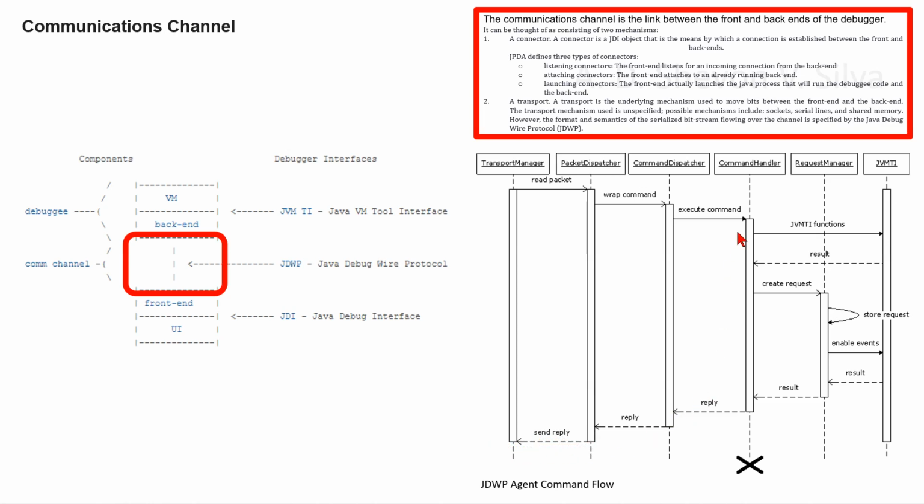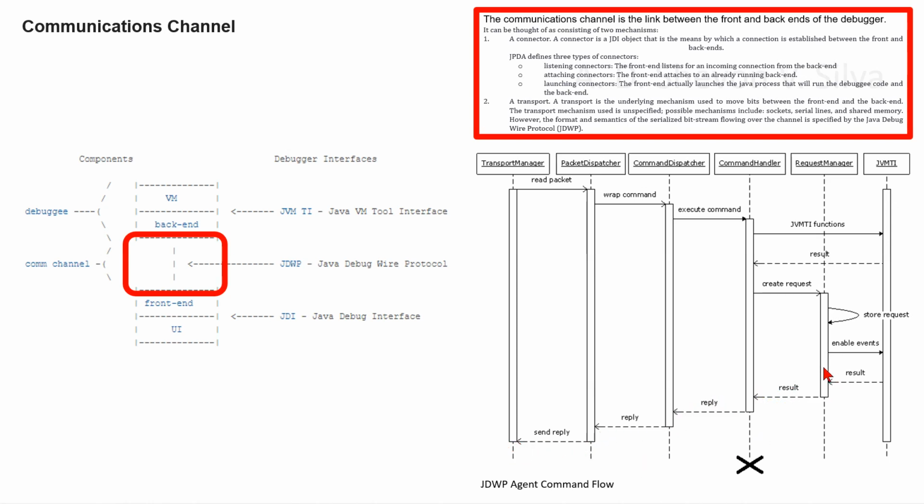For the asynchronous command handler, it saves the command wrapper for processing, starts internal threads to execute the command, and returns control immediately. The started threads execute the command, as in the case of the asynchronous handler, and send the reply packet back to the debugger via the transport manager.